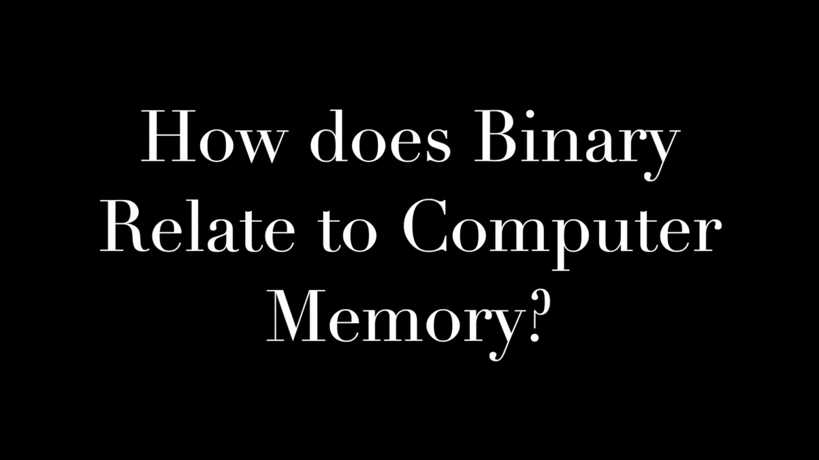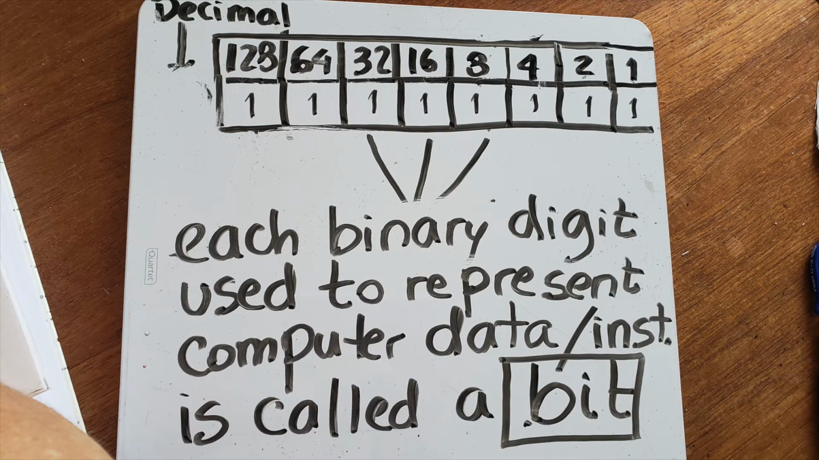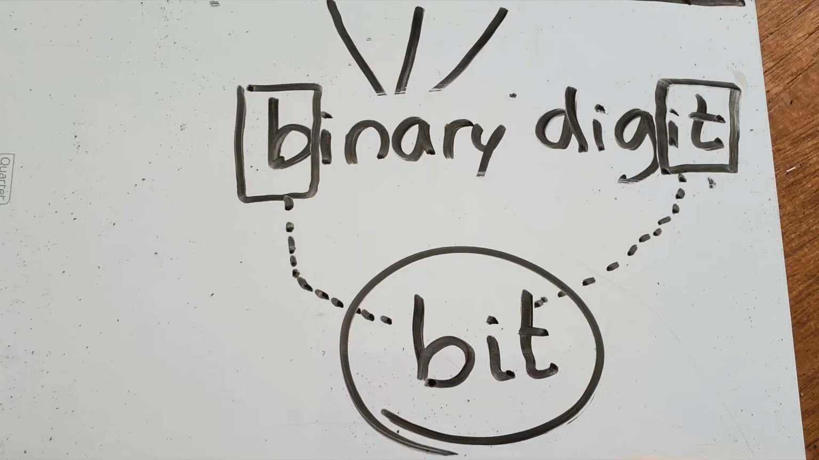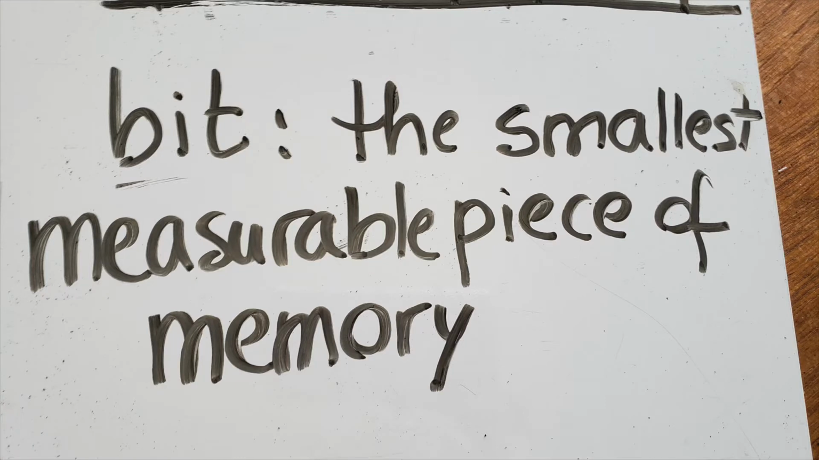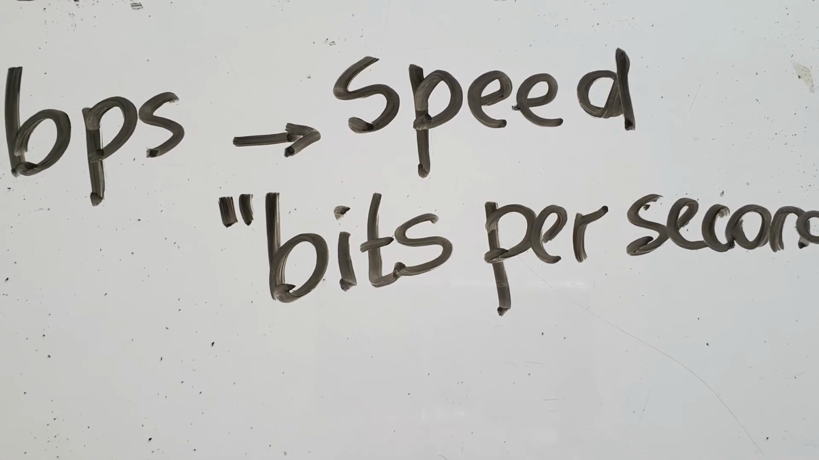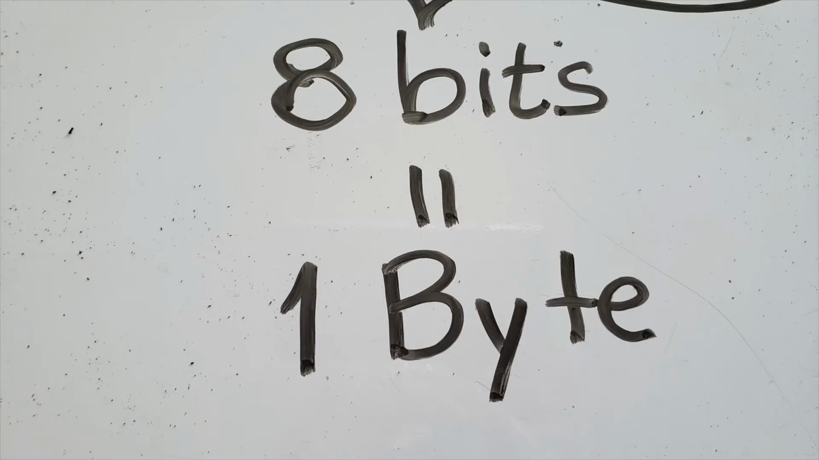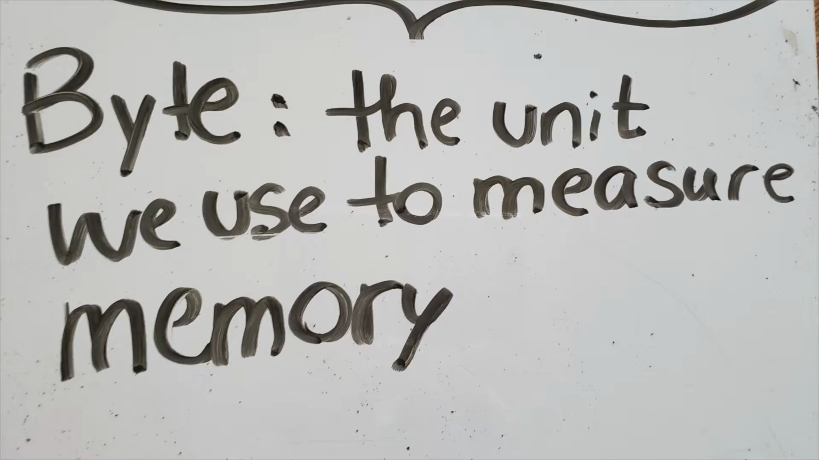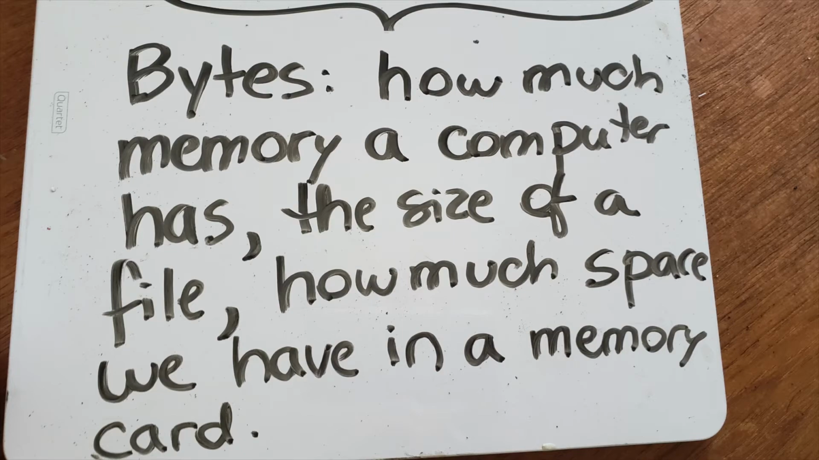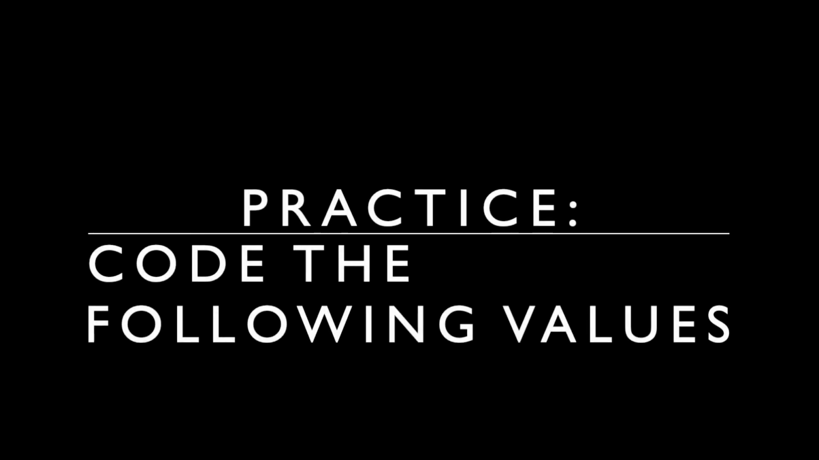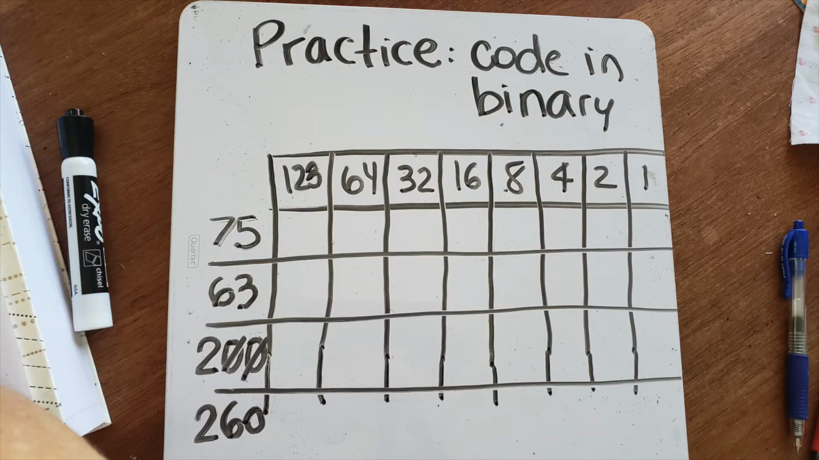This is a very special concept to remember because the binary numeric system relates to the concept of memory. Each 0 and each 1 that we use to code numbers is what we call a bit. The word bit means binary digit. Every value that we coded was coded using 8 bits, and 8 bits represents the unit we use to measure memory, which is the byte. We say how much memory a computer has, how big a file is, things like that we measure in bytes. So practice these numbers to review, and let's work those out together afterwards.